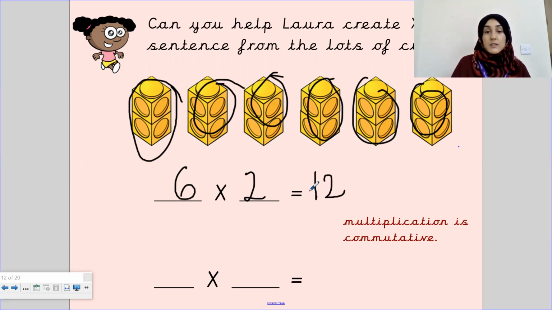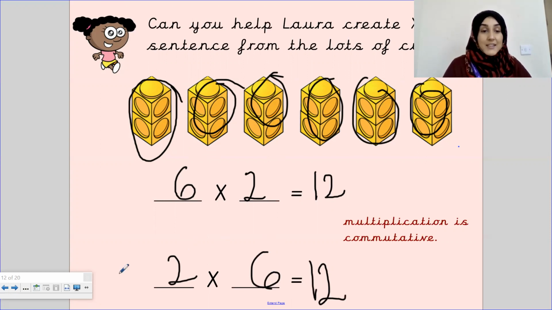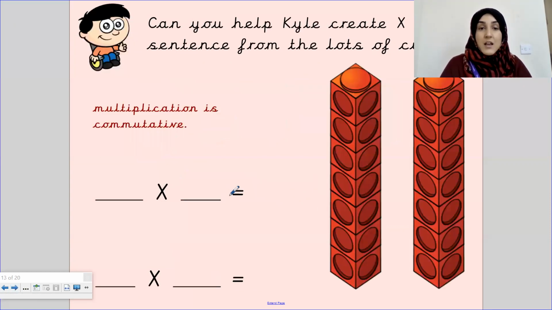What is double 6? What is double 6, Morris class? Well done. Double 6 is 12. Fantastic. Okay, so multiplication is commutative. So what is the second multiplication sentence I can write for these lots of cubes? Can you tell me? Sorry, say that again. I couldn't hear you. Well done. 2 multiplied by 6 equals 12. Fantastic. Well done.